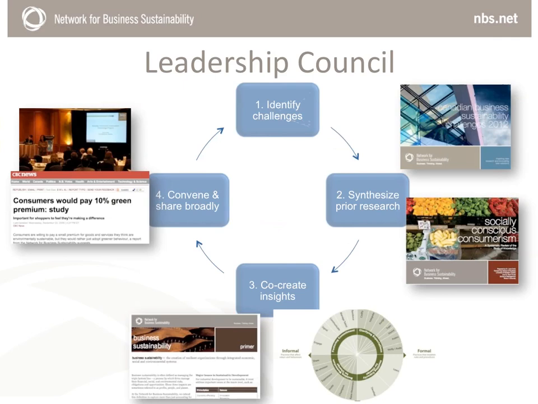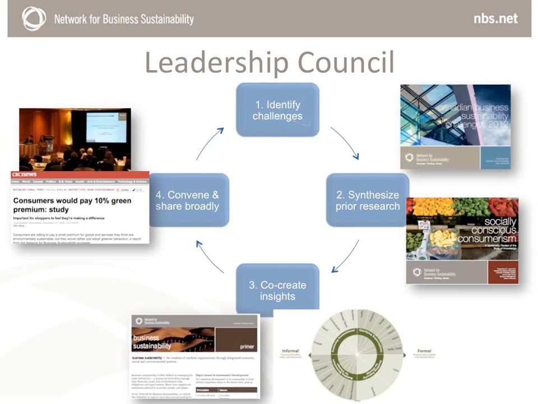Finally, we share these outputs broadly via convening, media, our website, which helps to increase the impacts of the work beyond some of the core central NBS groups. And this speaks to our public-private model. And NBS is about just under 50% funded by government and about 55–60% funded by industry.